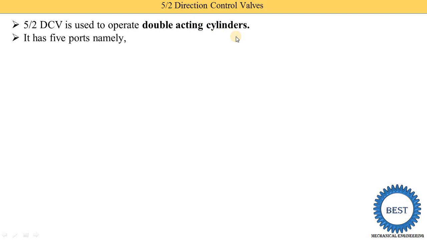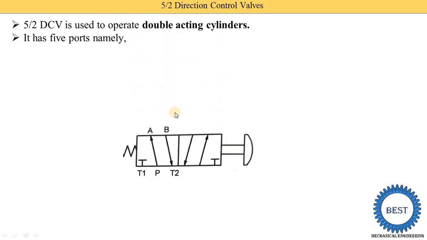It has 5 ports. So here you see in a 5x2, the first digit is 5. 5 means there are 5 ports, and the second digit is 2. That means 2 positions are possible in this DCV. So here you see this is the symbol of 5x2 DCV. The first square indicates the first position, the second square indicates the second position.